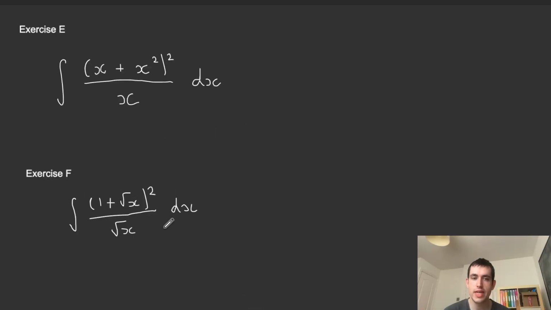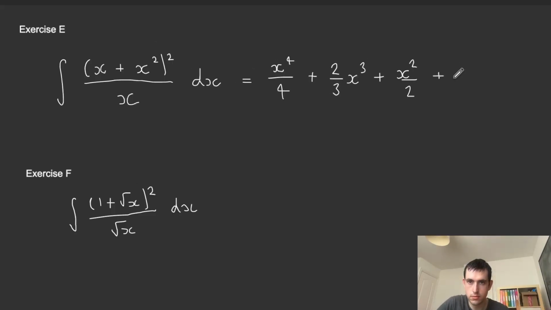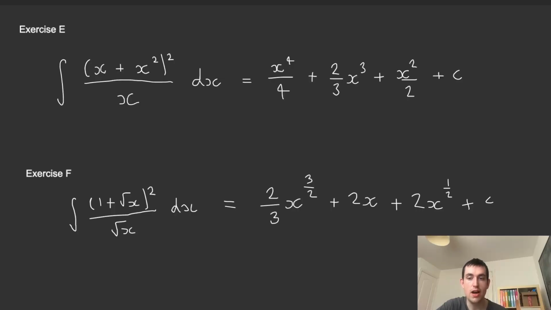Two more exercises for you then, E and F. The second one uses the laws of indices quite a lot, so make sure you understand how to get to the answer. As usual, I'll give you 5 seconds and then I'll reveal the answers, but make sure to try them yourself. The first one will be x to the 4/4 plus 2/3 x cubed plus x to the 2/2 plus c. And the answer to exercise F will be 2/3 x to the power of 3/2 plus 2x plus 2x to the power of 1/2 plus c.